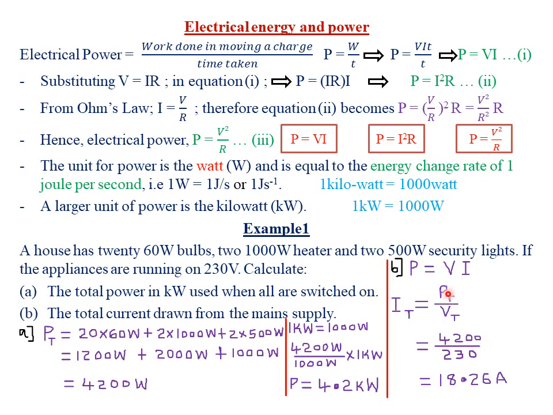Then for the power total, we use the power in its SI unit. The SI unit is the watt, so that's why I'm using this particular value. So the total current consumed will be the power consumed, which is 4,200 watts, divided by the potential difference through the appliances, which was 230 volts. So 4,200 watts divided by 230 volts, you'll simply obtain a current of 18.26 amperes. So that is the total current drawn from the main supply.